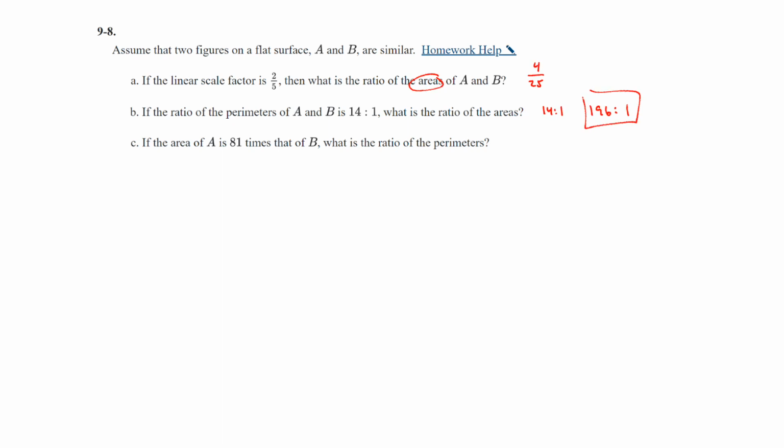And then if the area of A is 81 times that of B, what is the ratio of the perimeters? Now we're going the other way. We're going from area to perimeter, so we want to take the square root of 81, and so therefore it would be 9 to 1.